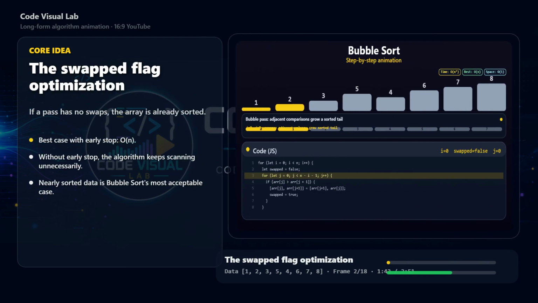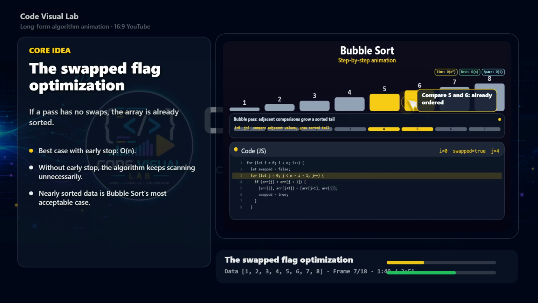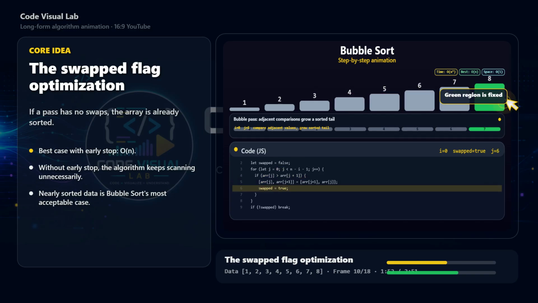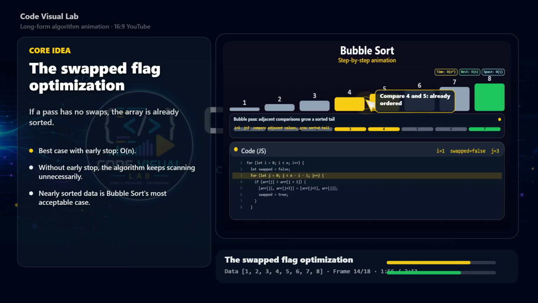Here's how the swap flag works. At the start of each pass, assume no swap has happened. If a swap occurs during the scan, the flag turns on, meaning the list still has local mistakes. But if a full pass finishes with no swaps, every adjacent pair is already in order. At that point, the algorithm has proof to stop immediately.